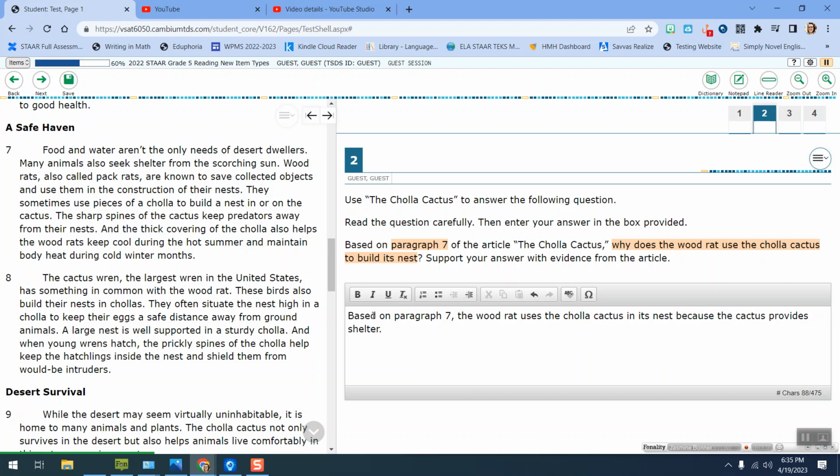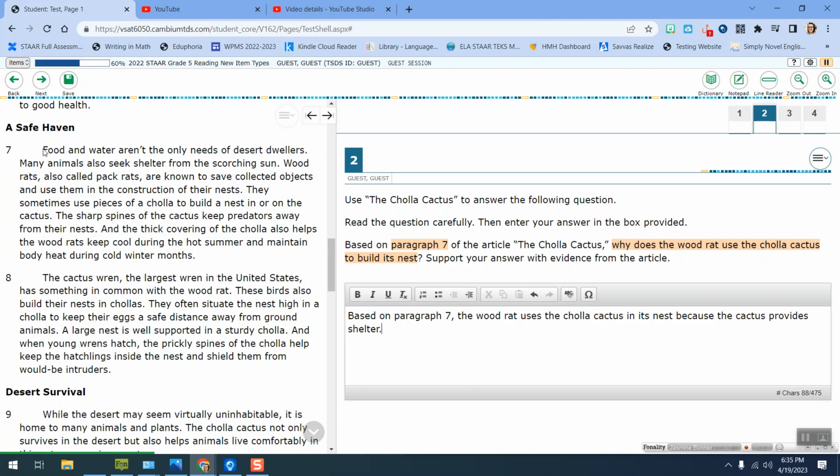Okay, based on paragraph 7, the wood rat uses the cholla cactus in its nest because the cactus provides shelter. Shelter, I know, is like when something is protected. Okay, so I want to keep that in mind for my explanation. But right now, I know I have my R and my A already done. Restate and answer. I've restated the important words, I've answered them, and now I need to give some text evidence.